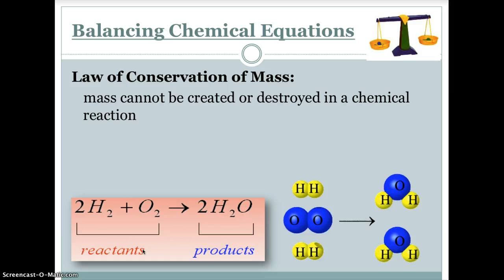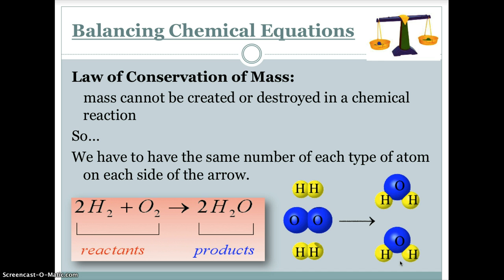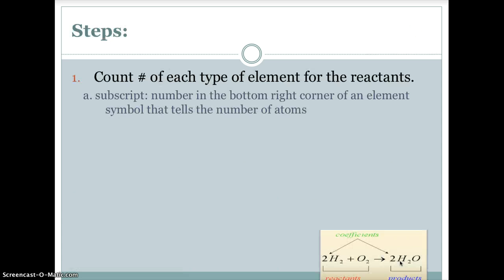The law of conservation of mass says that mass cannot be created or destroyed in a chemical reaction. So what that means is that if you start out with a certain number of atoms on your reactant side, you have to end up with that same number of atoms on your product side. So that is why we do things like balance reactions.